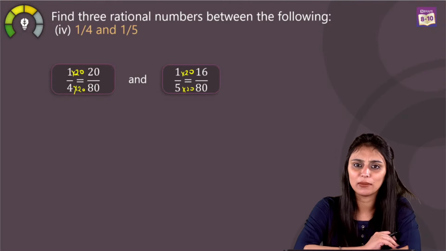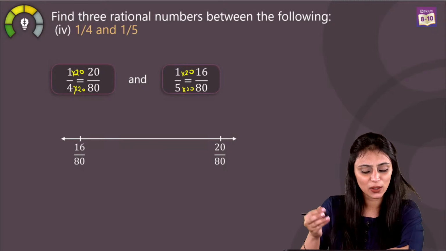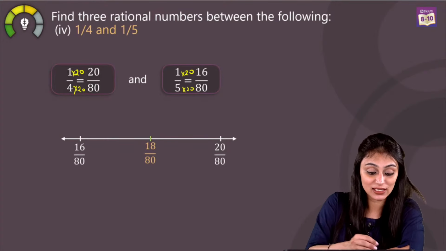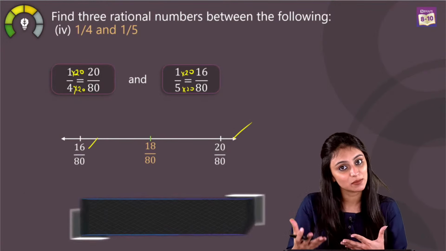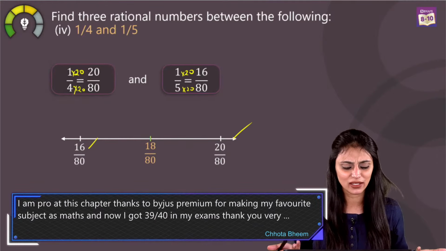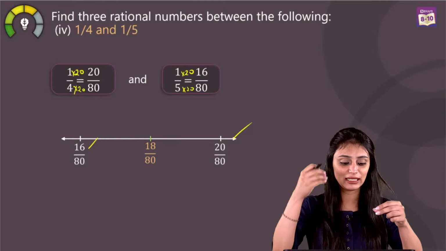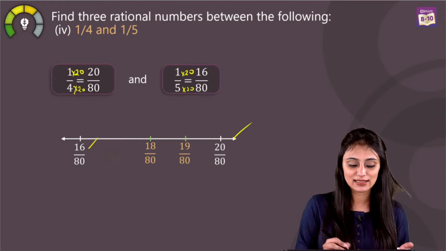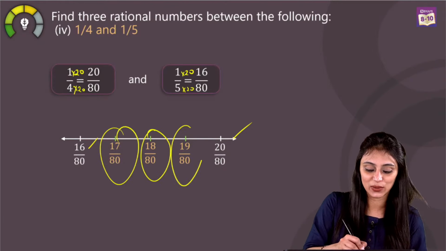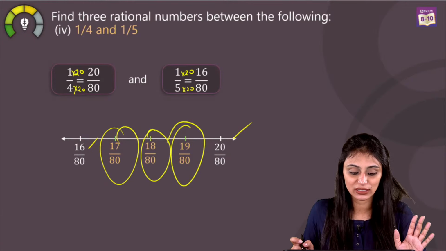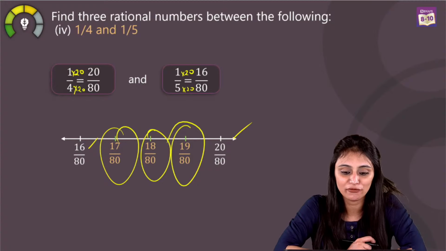16 by 80, 20 by 80. Simply let's write down the numbers between them. So between 16 by 80 and 20 by 80, we have 18 by 80. You can add these numbers up, you get 36 by 80, divide by 2, that's 18 by 80. Even if you don't do that, between 16 and 20, you have 17, 18 and 19. These are the 3 rational numbers that we have between them. So any of the methods you can use to solve this. So these are the 3 rational numbers between 1 by 4 and 1 by 5.